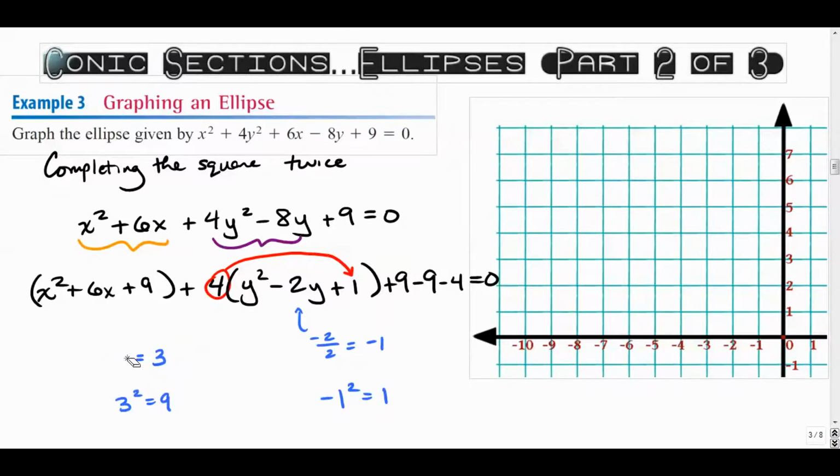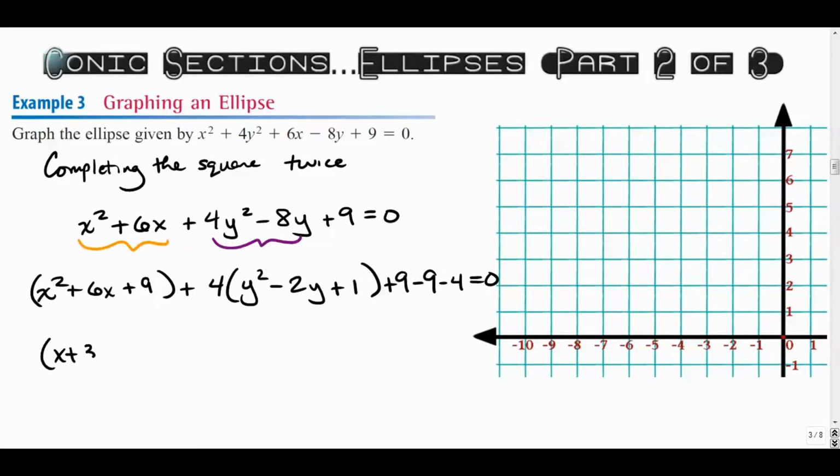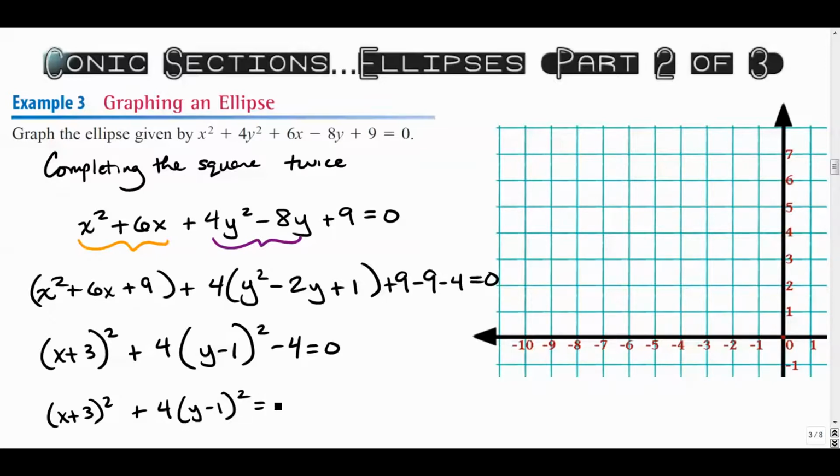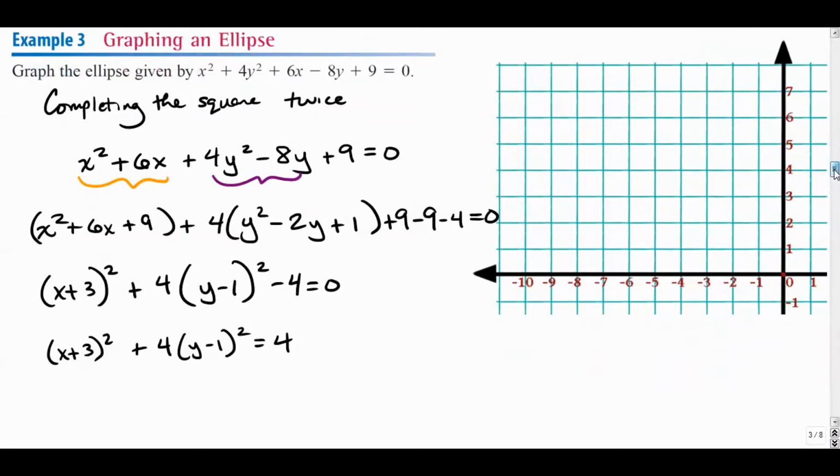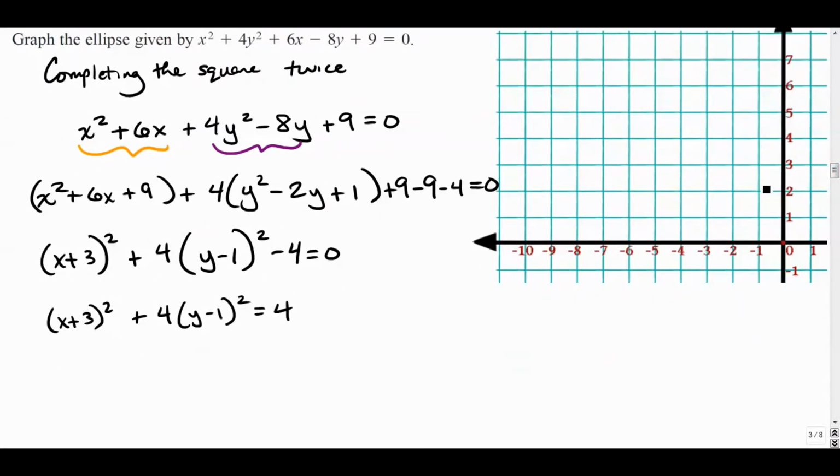Alright, so that was completing the square twice. Let me get rid of some of this stuff and we'll continue working here. We've got x plus 3 quantity squared plus 4 times the quantity y minus 1 squared, plus 9 minus 9 is 0, minus 4 equals 0. So let's move that minus 4 over to the other side. Now we're getting closer to what our regular ellipse format looks like.